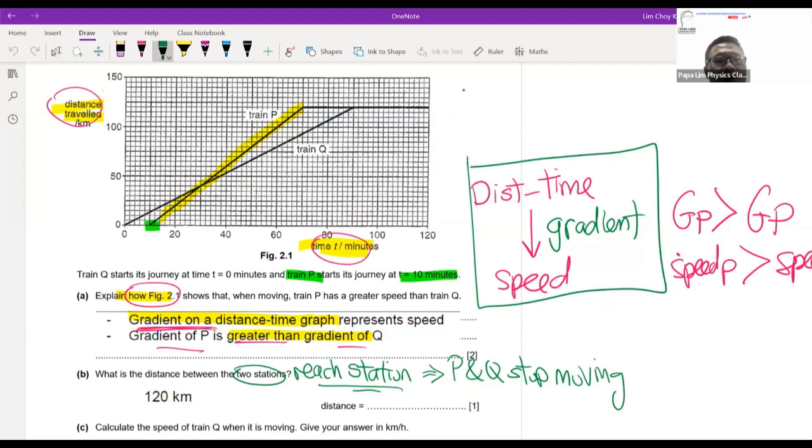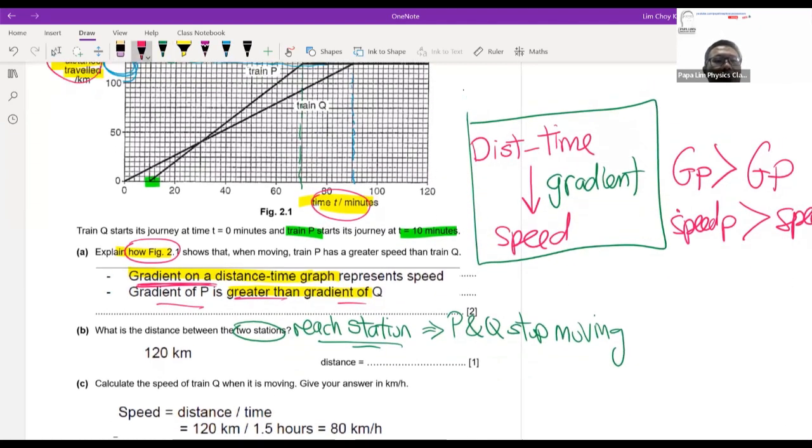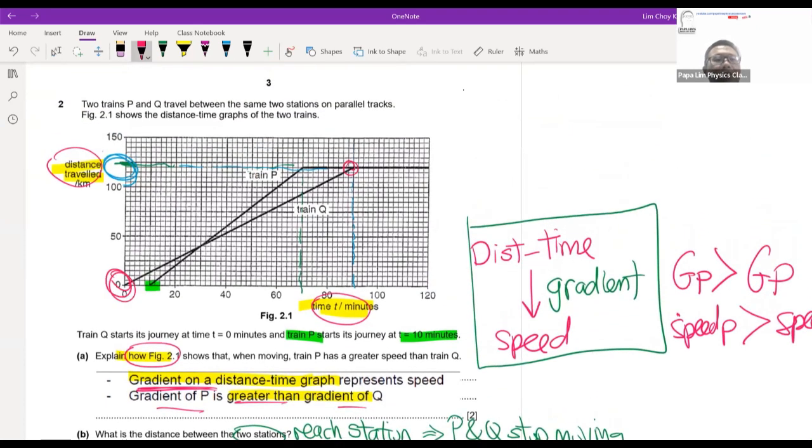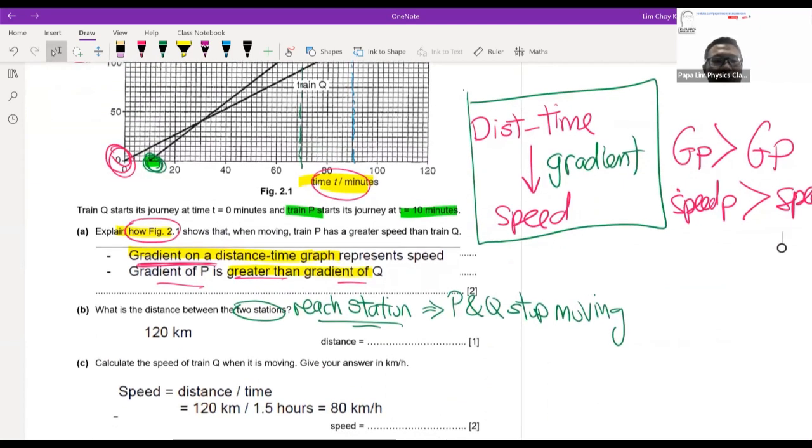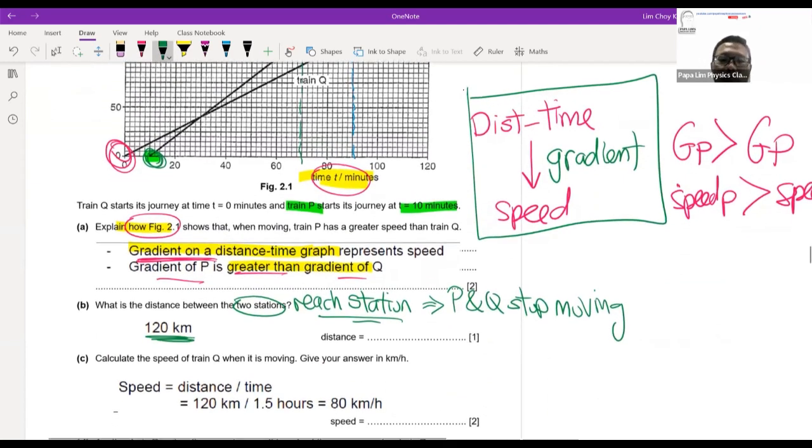One important piece of information we see here is that at this particular point, P stops at this particular timing, at this particular location. Likewise, Q also stops at this timing, at this same distance here. So this tells us that P and Q are at the same place, at a distance of 120 kilometers away. From the starting point at 0, Q ends up here. For P, I start here 10 minutes later and end up here. But both of us end up at the same location, which is the end station. So the distance between them will be 120 kilometers.